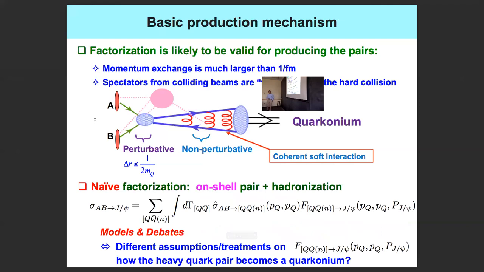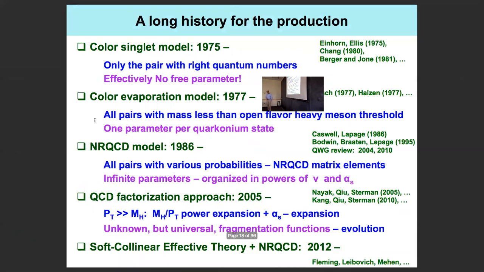Okay. So this is a typical formula. People, naive in the factorization, in this field assume you produce a QQ bar pair with some quantum state. They can be in a different spin or color state, multiplied by some function. It's non-local, unlike QCD, and all the other models effectively correspond to a different assumption about this transition function. So I would like to summarize the whole history.